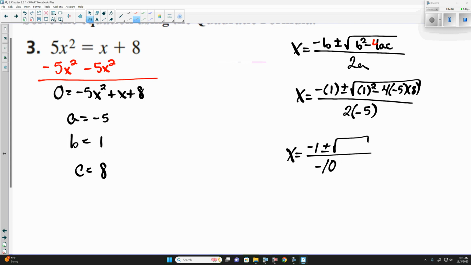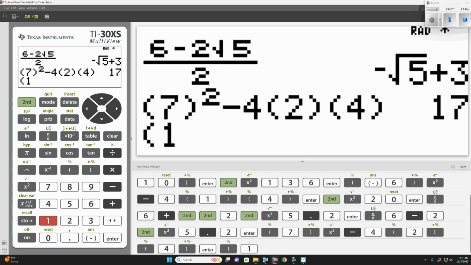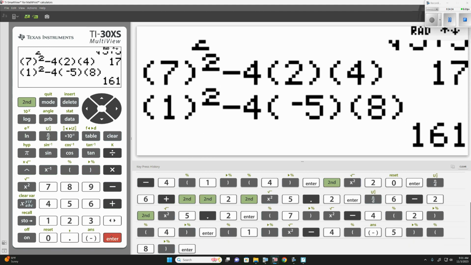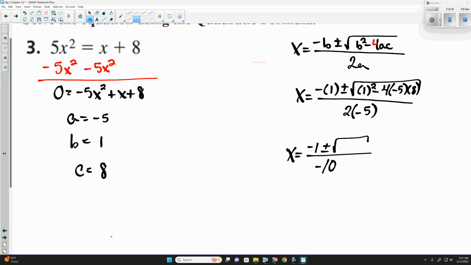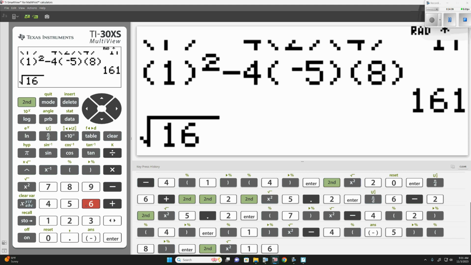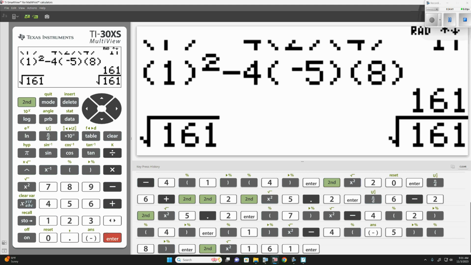Our next step is to simplify what's inside the radical. So our 1 squared minus 4 times negative 5 times 8 gives us 161. Well, it'll be good to see if 161 reduces. It does not.